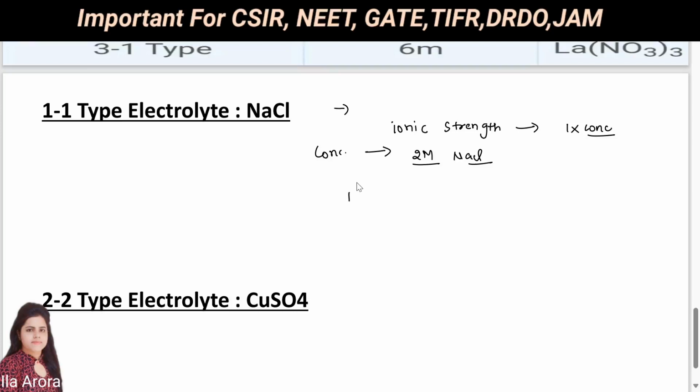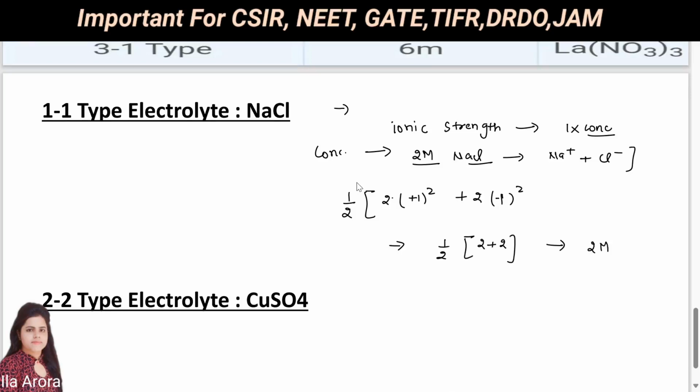See this. Half, M1 means concentration will be the same for both, because one Na+ will be there and one Cl- will be there. So you will write 2 into Z1 square plus 2 for Cl-, and charge is -1 square. So you will get 2 plus 2, 4 by 2 means 2. So it is exactly what I told you in the table. 1 into concentration, I imagined as 2m. So 1 into 2m means 2m. This is how you can calculate in less than 1 minute.